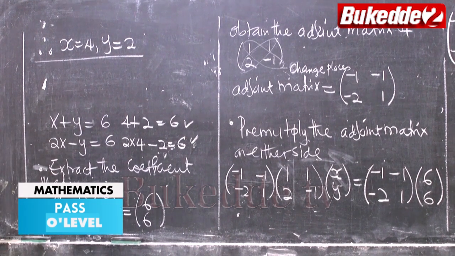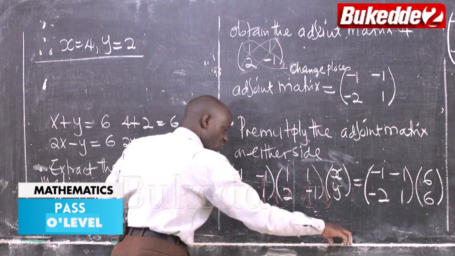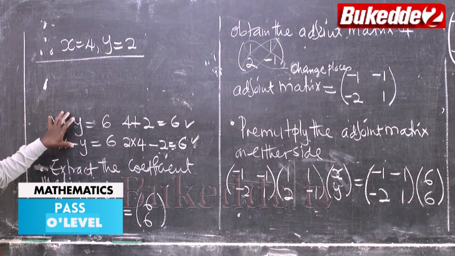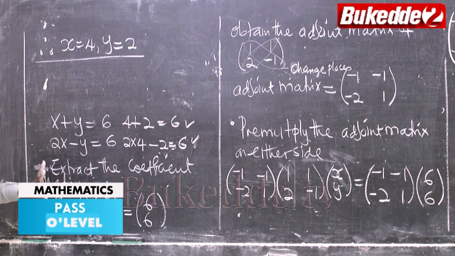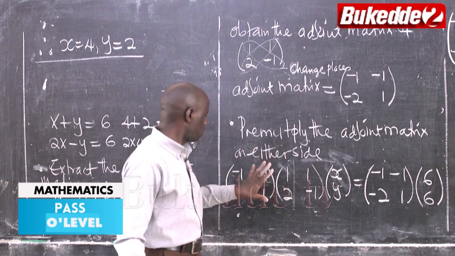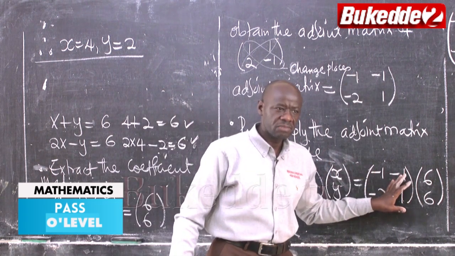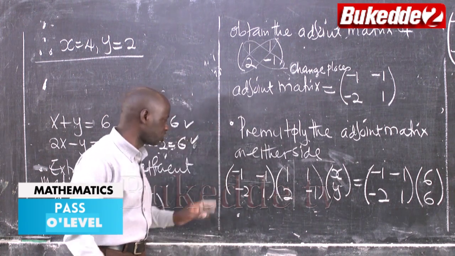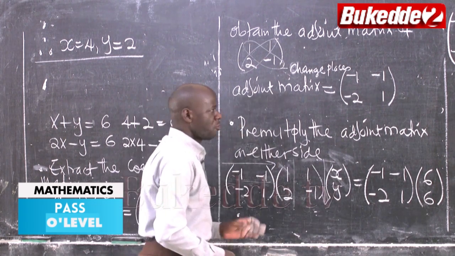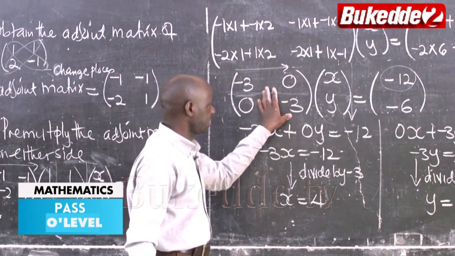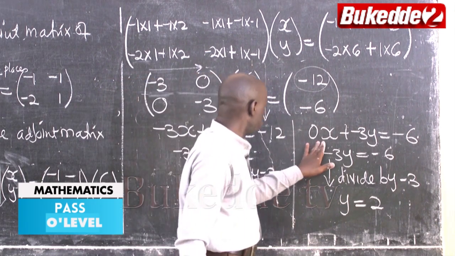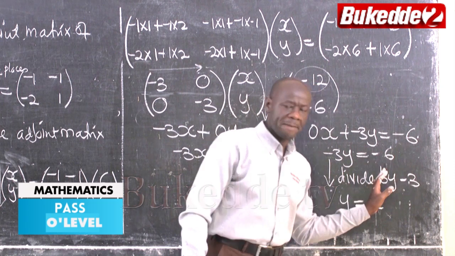That's your matrix method. Please realize that you extract the coefficient matrix, get the adjoint of that matrix, pre-multiply the adjoint on the left and the right, then use the rules of matrix multiplication where we multiply a row with a column, reduce your matrix, multiply through, drop the 0, find the value of x, multiply through, drop the 0, find the value of y. Step by step.